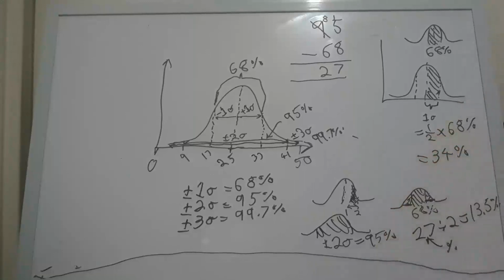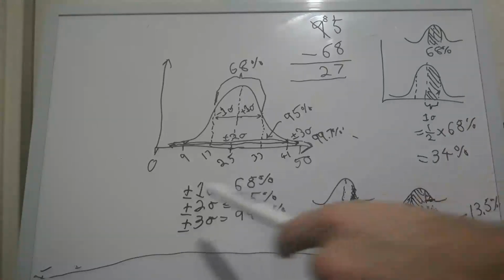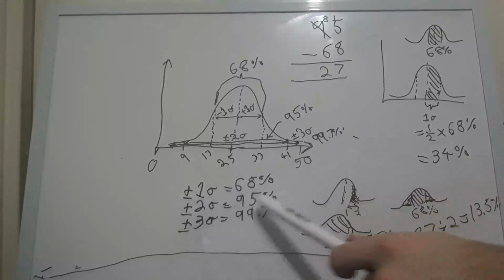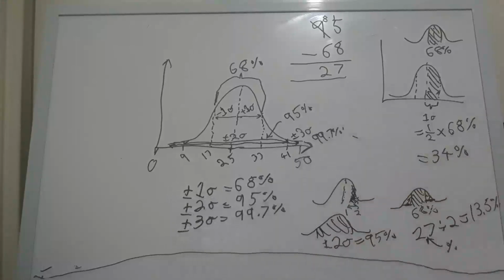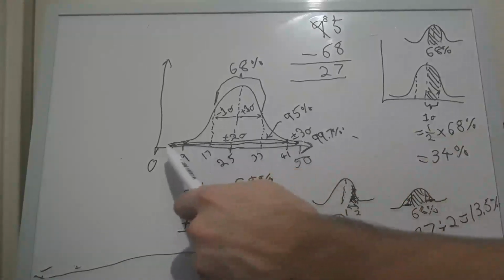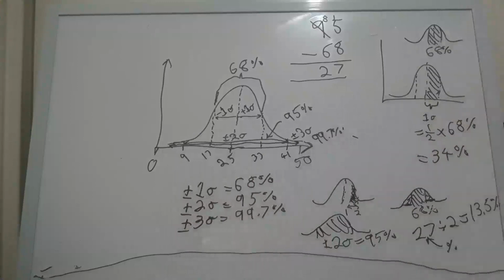Now, I realize this is all getting kind of small and crammed in there, but if you're getting a bit lost with this stuff, go back, watch it step by step. But the most important thing: plus or minus 1 standard deviation, 68%, 2 standard deviations, 95%, 3 standard deviations is 99.7%. And that is a rough graphical representation of what that looks like on a bell curve.